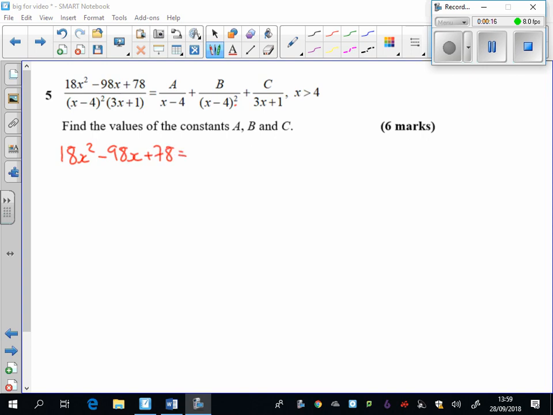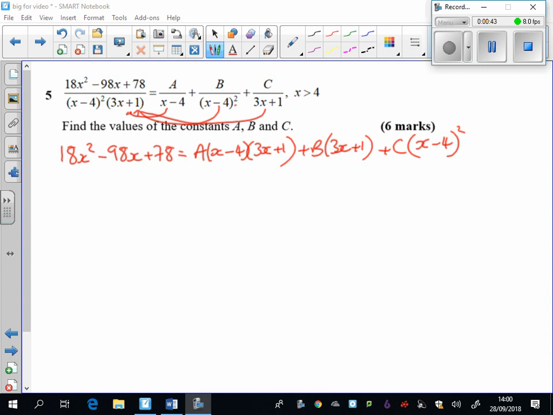So to start with, to get from this one to that one, we need to times by an x minus 4 and the 3x plus 1. To get from this one to there, we're just timesing by the 3x plus 1. That's where a lot of people go wrong. And from there to there, we're timesing by the x minus 4 all squared. So line 1 for your first mark is that.